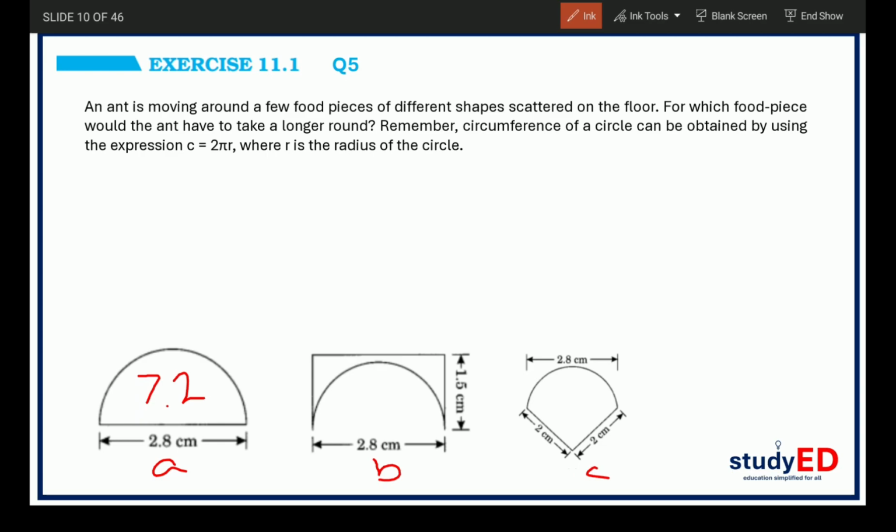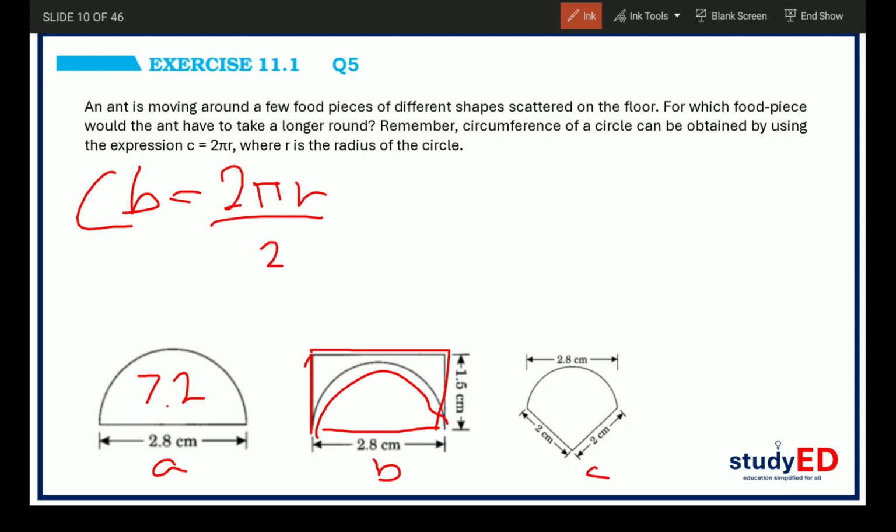Now here for circumference B, we can see that it's a type of a rectangle, except this side has been cut off and replaced with a semicircle with no diameter. So if we see some measurements here, we have to add this measurement, this, and this circumference measurement. So now we'll just take 2 pi r by 2 as a half, which is just pi r, considering the semicircle over here. And then we add 1.5, 1.5 on both sides. So 2 into 1.5 and then 2.8.